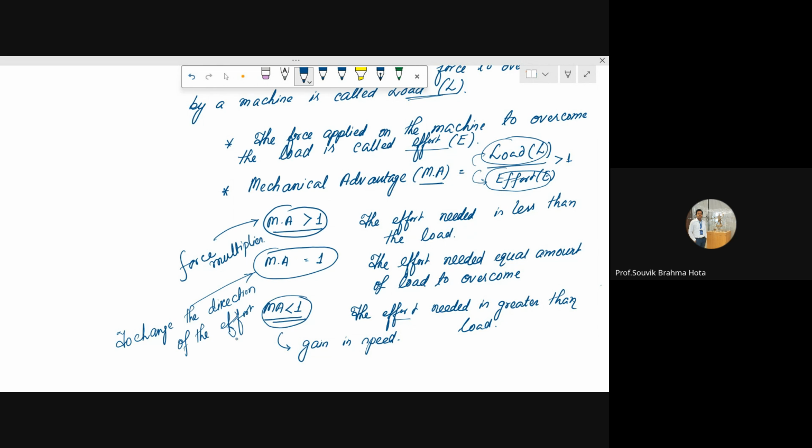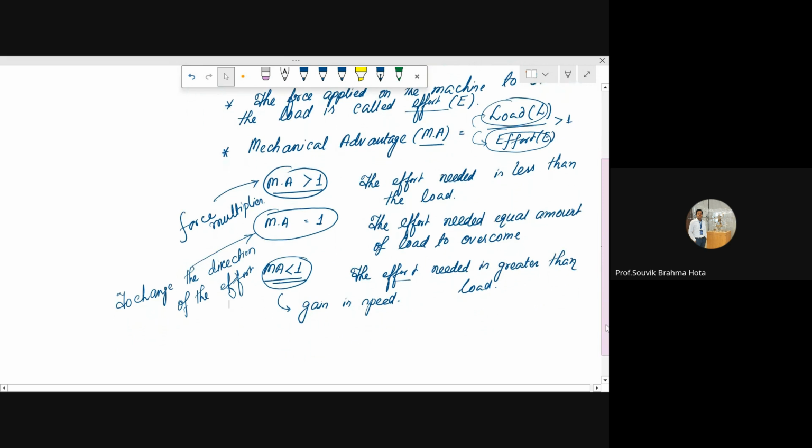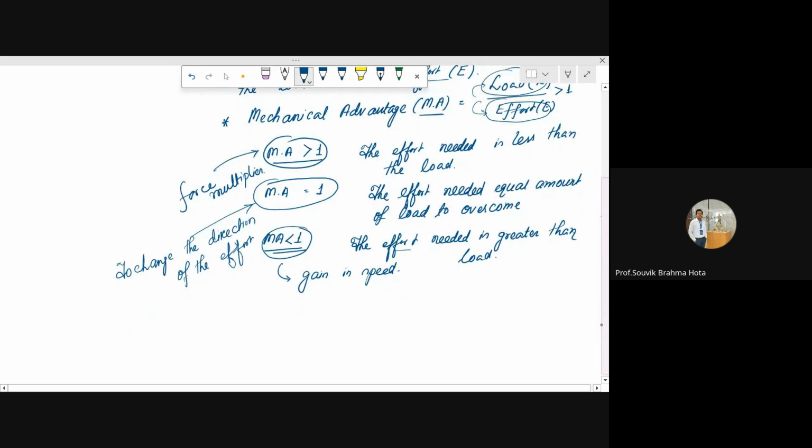So these are the cases for mechanical advantage. Now we should follow another term which is known as velocity ratio. So mechanical advantage is one term, another is velocity ratio.